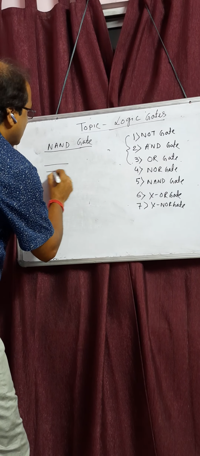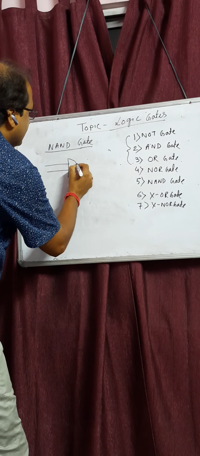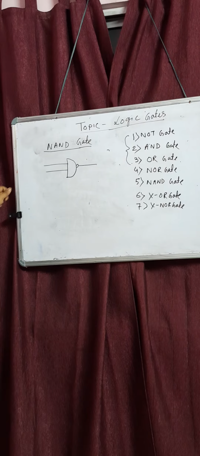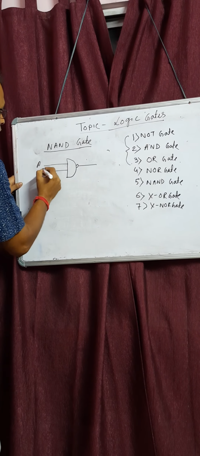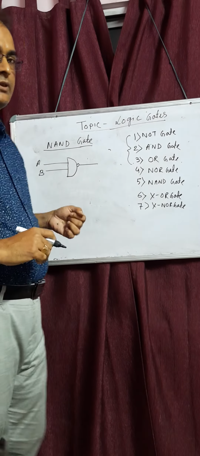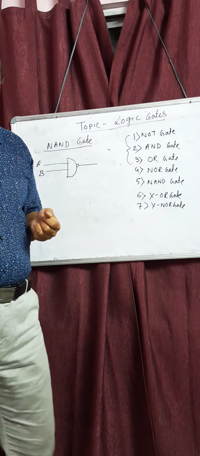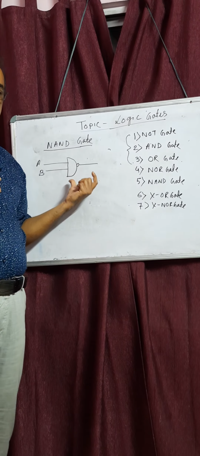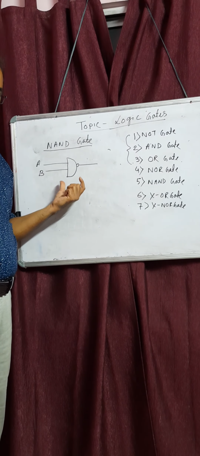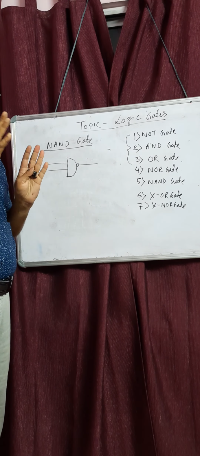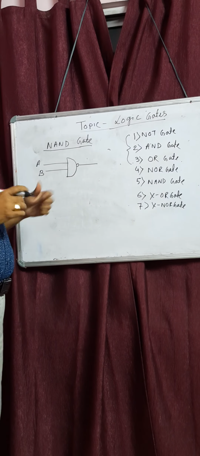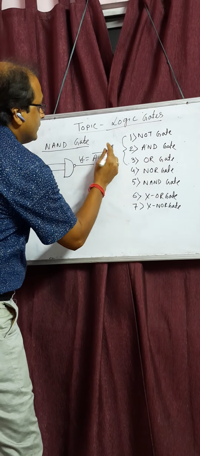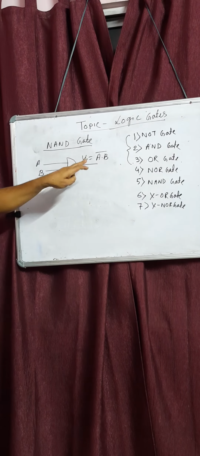Now we see the symbol of the NAND gate. So this is the symbol of the NAND gate. A, B, two inputs are there, and the expression of this NAND gate is AB its complement. That means AB gives the AND operation, and the complement gives the NOT operation. So AND plus NOT gives the NAND output. So Y is equal to AB its complement. That is the symbol of your NAND gate.